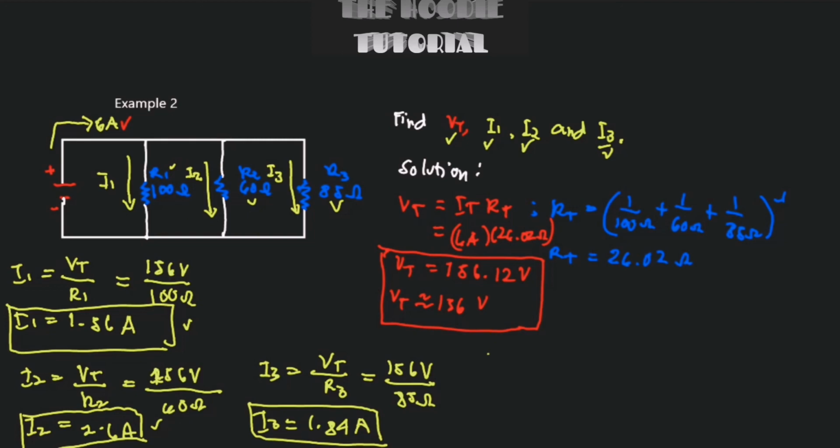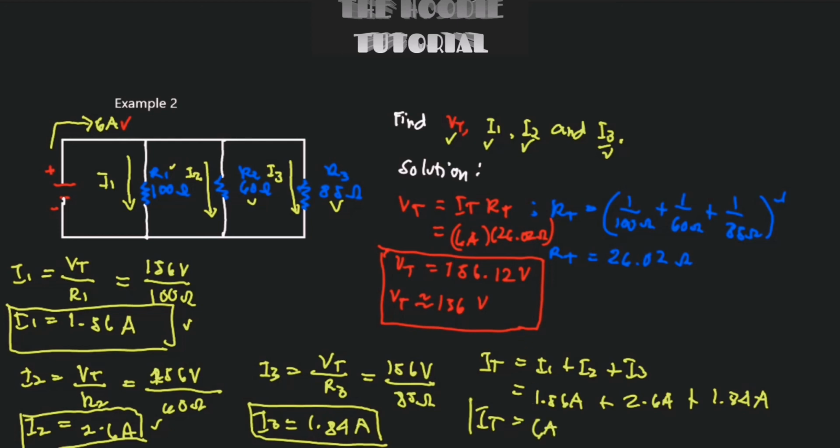So let's check if the IT, or the total current, is equal to I1 plus I2 plus I3. We should have 6 amps right here. For I1 we have 1.56 amperes, I2 we have right here 2.6 amps, and I3 we have right here 1.84 amps. Putting that all into the calculator, we have IT equal to exactly 6 amperes. So therefore this one is correct, this one is correct, this one also is correct, and all of these are correct. So that would be for this video.